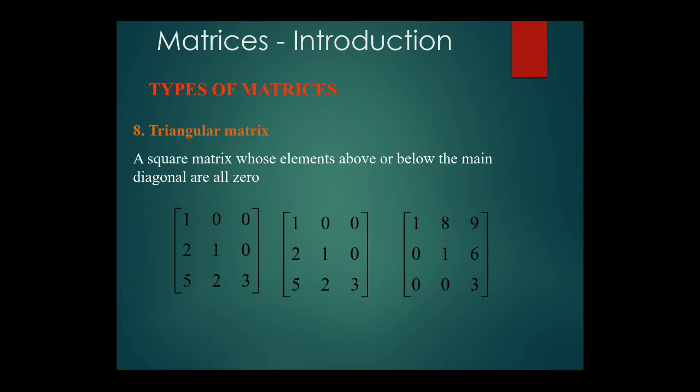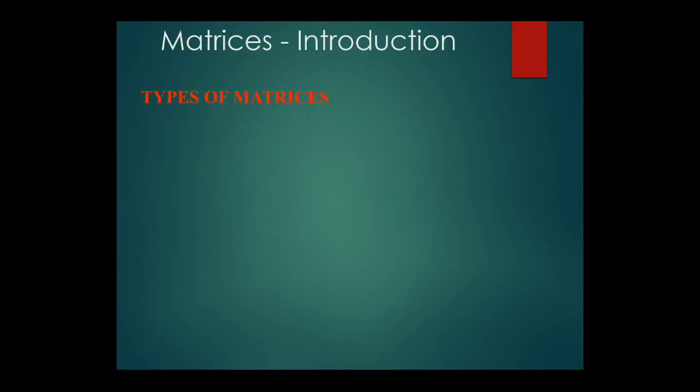So similarly in the third example we can see we have a main diagonal 1 1 3 and the bottom elements are 0. So either the elements above the diagonal or the elements below the diagonal should be 0. So this is basically what a triangular matrix is. Now there are two types of triangular matrix, that is upper triangular matrix and lower triangular matrix.